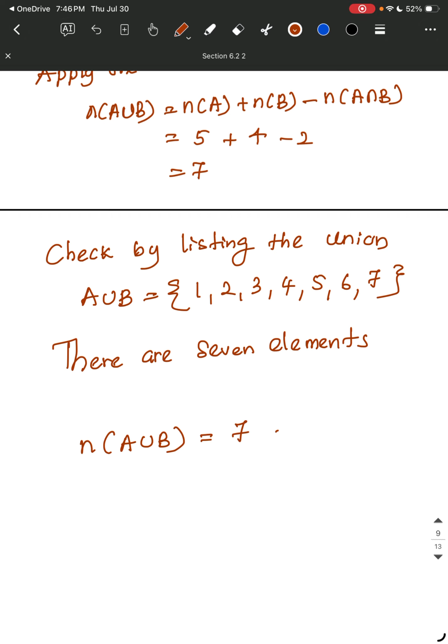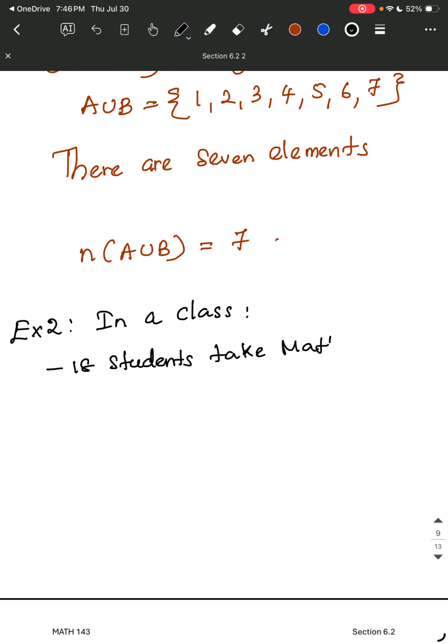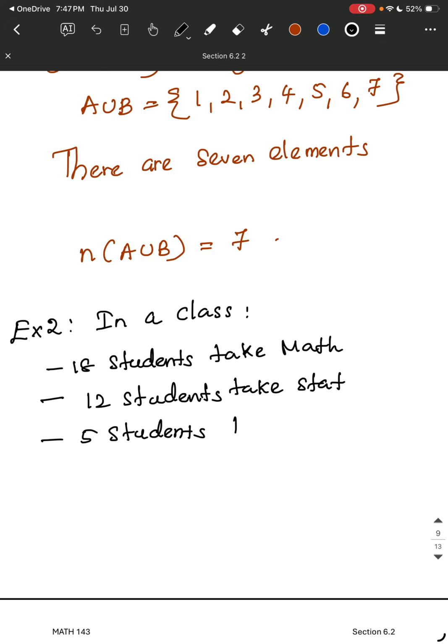Okay, let's move forward. The next example, example 2. In a class, 18 students take mathematics. 12 students take stats. Also, 5 students take both. So, let's write the notation.